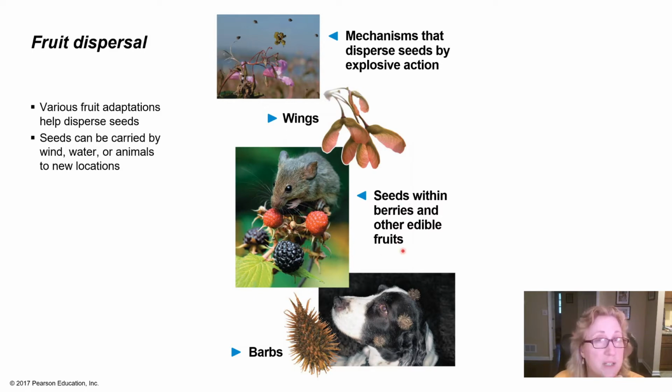Some seeds are designed to be eaten. So berries, raspberries, blackberries, strawberries, the seeds are intended to be swallowed by animals. They are perfectly able to survive the digestive tracts of animals, and then they can germinate after they get pooped out. So if you're eating raspberries, those seeds are just fine once they pass through your digestive system.